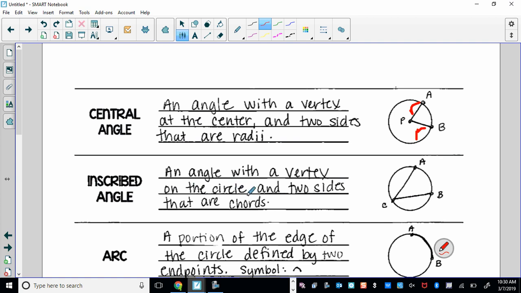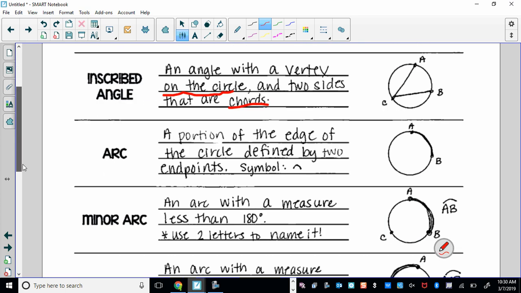An inscribed angle is the one that is created by 2 chords intersecting on the circle. On the circle, that's the key word. An angle with the vertex on the circle, and the 2 sides are chords. So when the 2 chords intersect on the circle, it's called an inscribed angle.